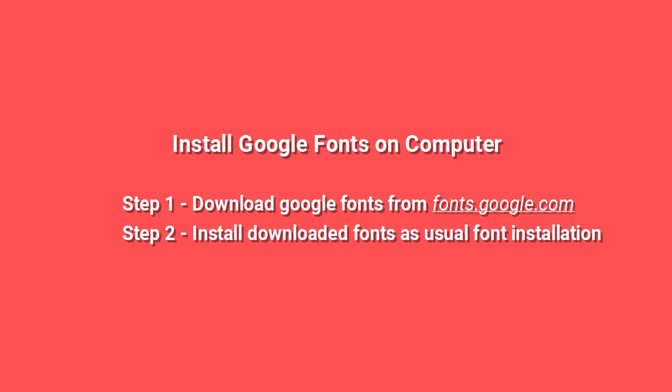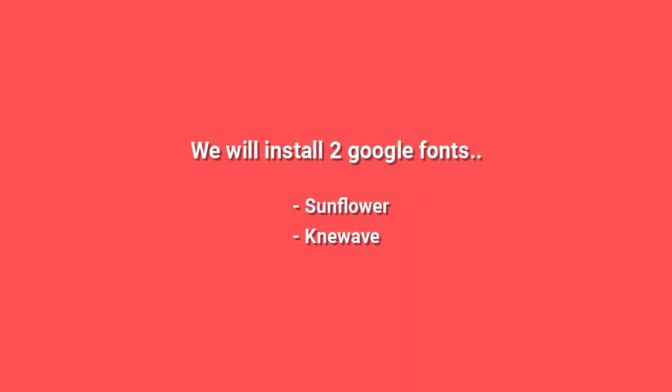To install Google Fonts on your computer, you need to follow only two steps. First of all, you need to download the font from fonts.google.com. And then you need to install the downloaded font as usual font installation. Well, for example, we will install these two Google Fonts, Sunflower and Neuton.